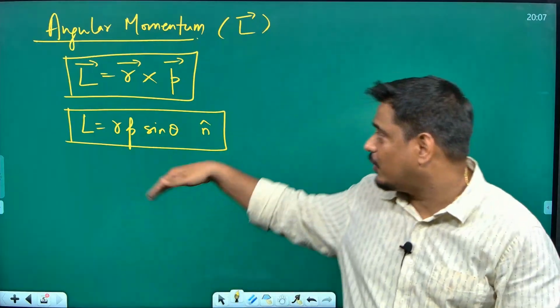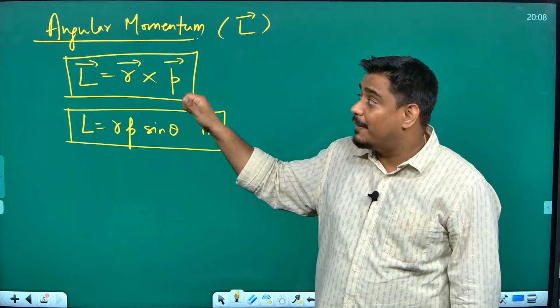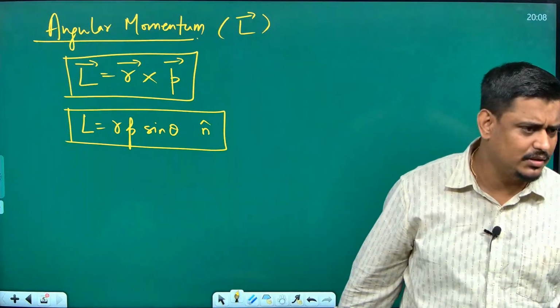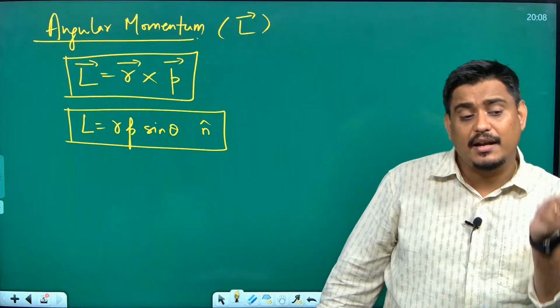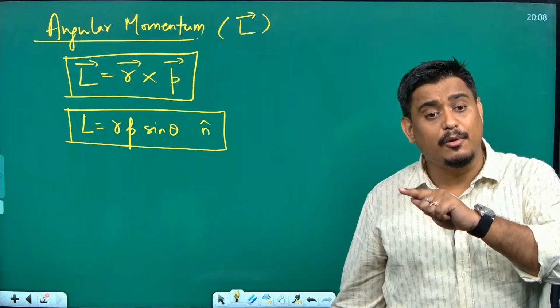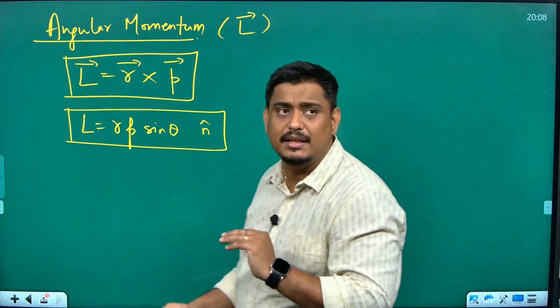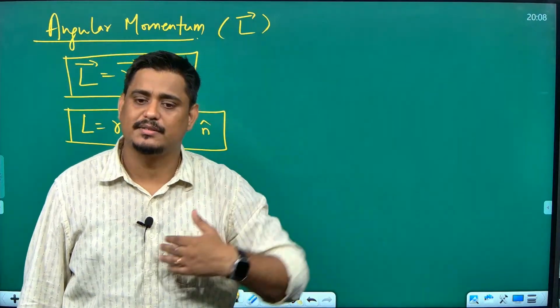So, if it is r cross p, then perpendicular to the plane in which r and p lie, I will have angular momentum. Same like torque. Torque I said is r vector cross F vector. So, wherever r and F are there, perpendicular to that plane only my torque was acting. Same way, perpendicular to the plane of r and p, my angular momentum will act.